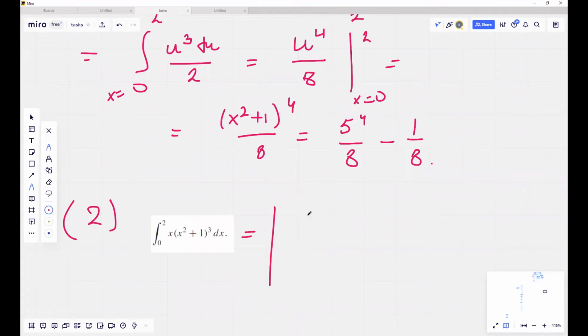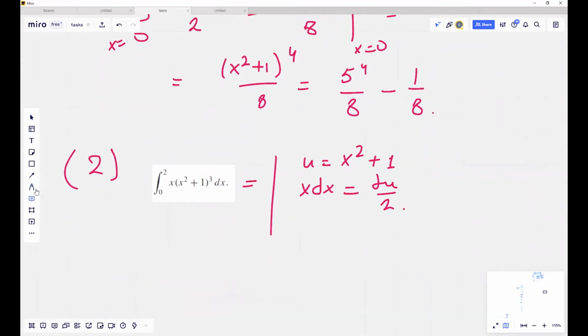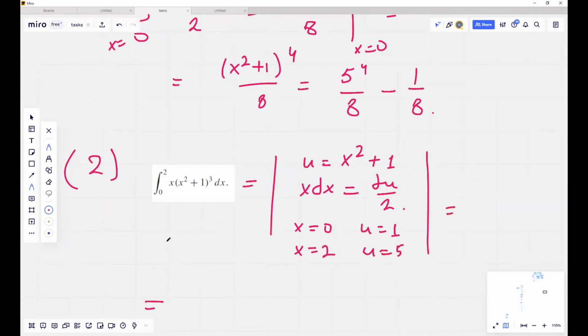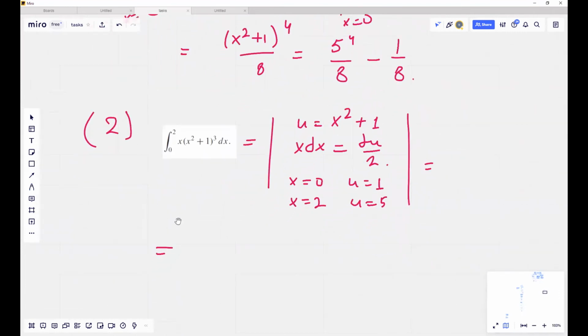Okay, so again, our U-substitution is u is equal to x squared plus 1. We also know that x dx is equal to du over 2. Also, when x is equal to 0, the value of u is equal to 0 plus 1, u is equal to 1. Then when x is equal to 2, if we substitute 2 instead of x here, u is then equal to 5. All right, so now our integral is transformed into the following one.